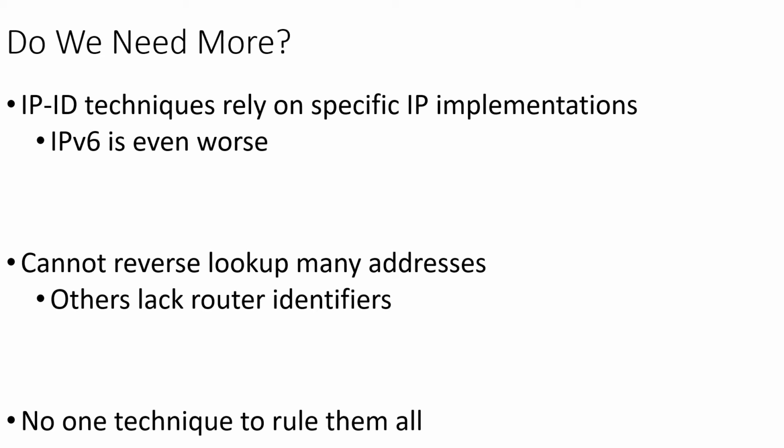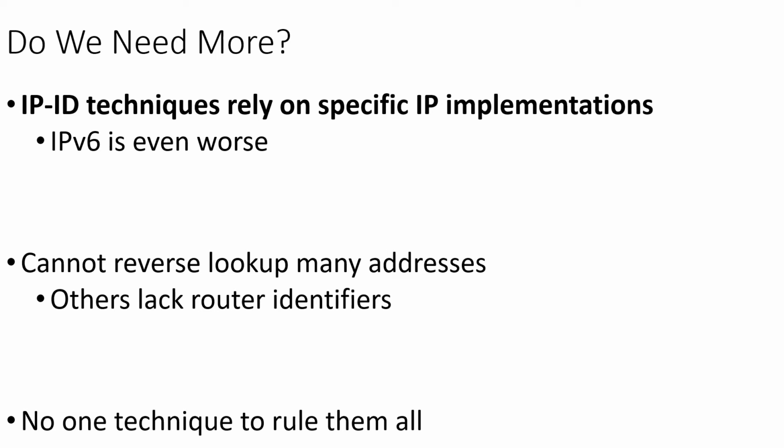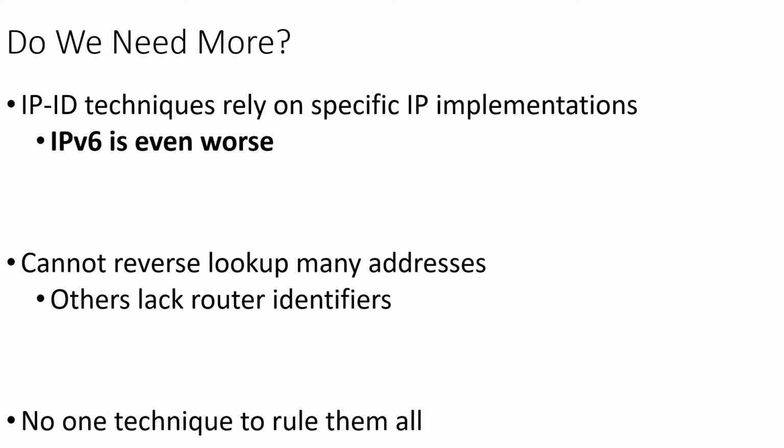So do we still need more than what we have? Well, obviously I think so. For the IP ID techniques, they rely on specific implementations of the Internet Protocol with differences between manufacturers and OSs. Not all routers use a shared global counter to populate the IP ID field, and some routers use random values, while others put 0 there unless they're fragmenting a packet. And in IPv6, the problem is even worse, because the standard IPv6 header doesn't include an IP ID field. In order to use these techniques on IPv6, you first have to induce fragmentation.